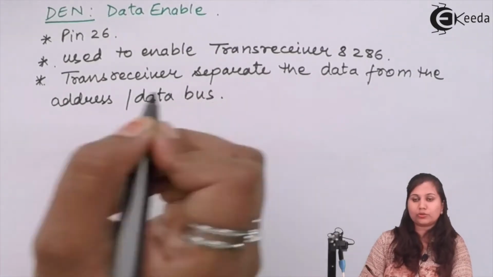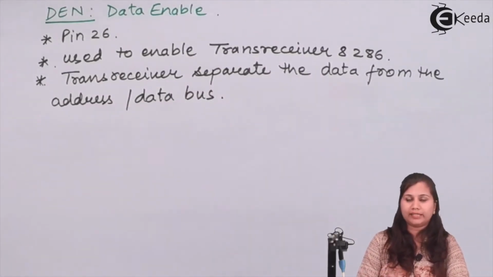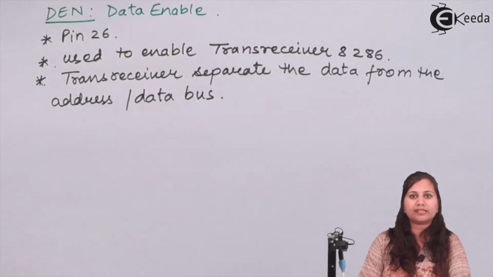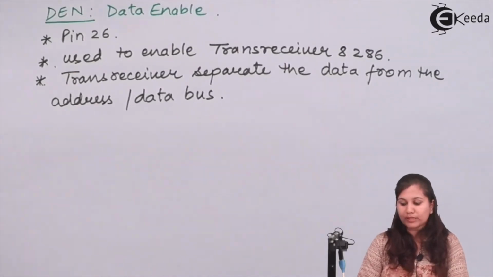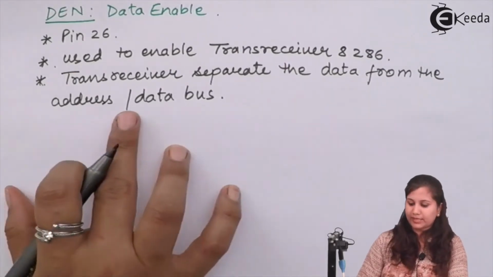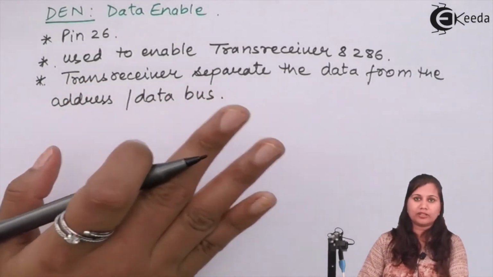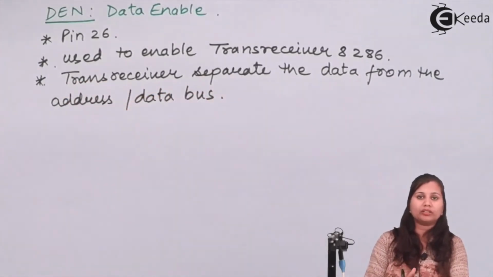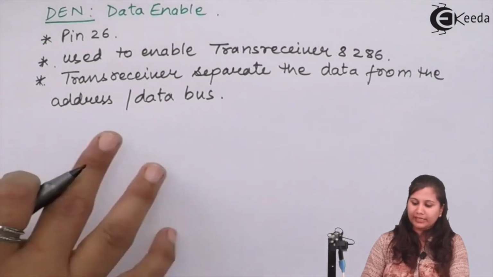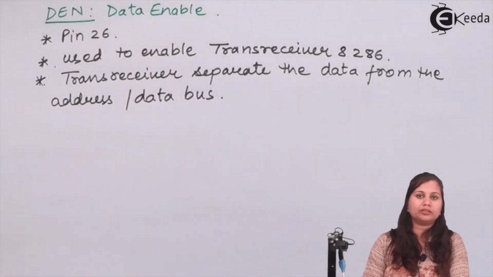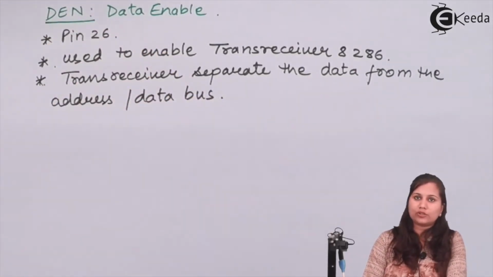Also, the AD0 to AD15 address and data bus is carrying both the address and the data. So if we want to separate the data from this bus, then also this trans receiver is used. Whenever we want the data to be available, we use this signal to enable the trans receiver IC 8286.